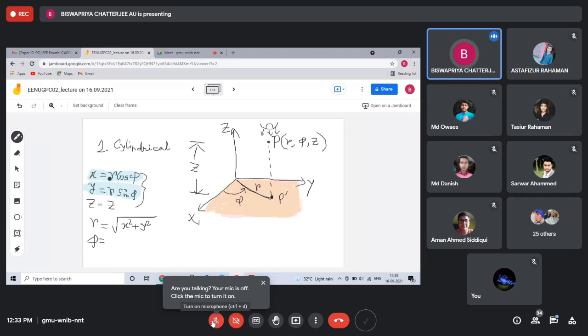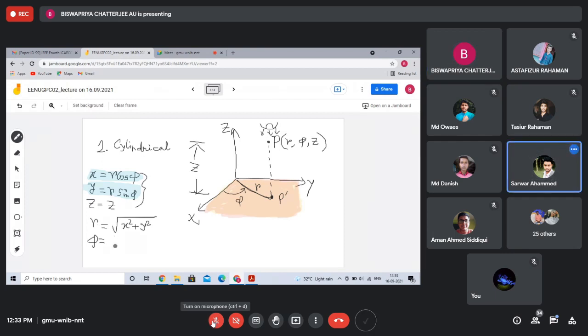I mean the blue shaded equations. Using the blue shaded equations, what is phi equals to? Very easy. Tan inverse y by x. Very good. Tan inverse y by x. And obviously z equals z.